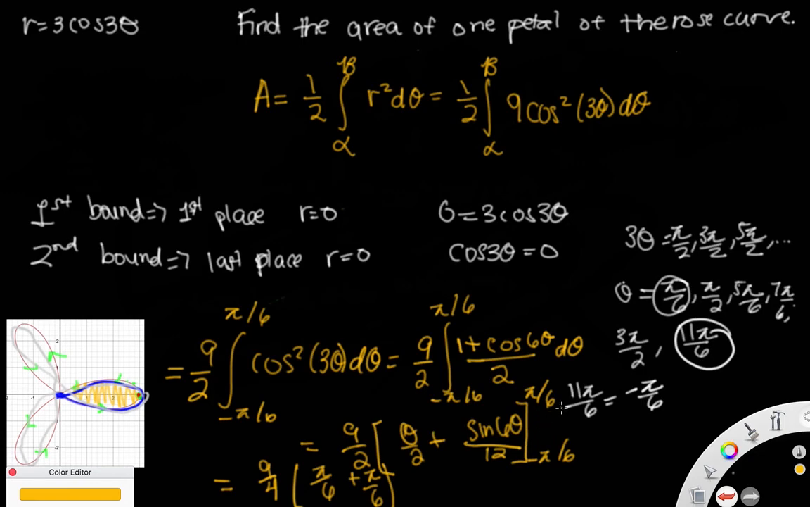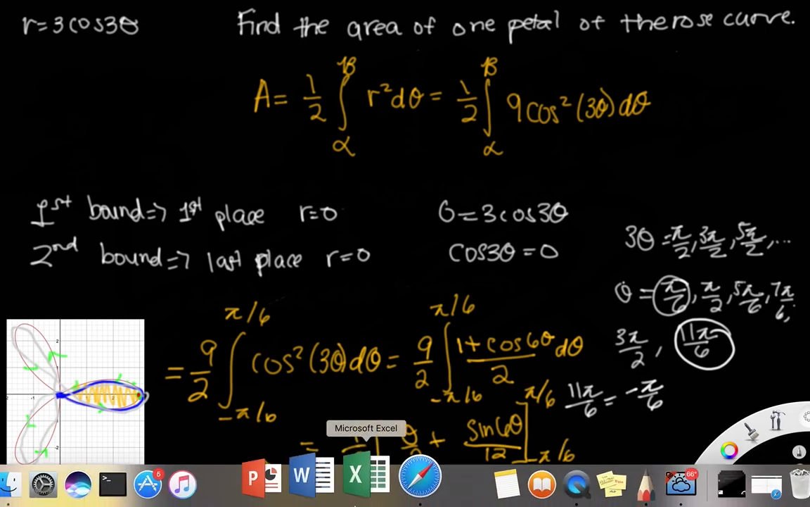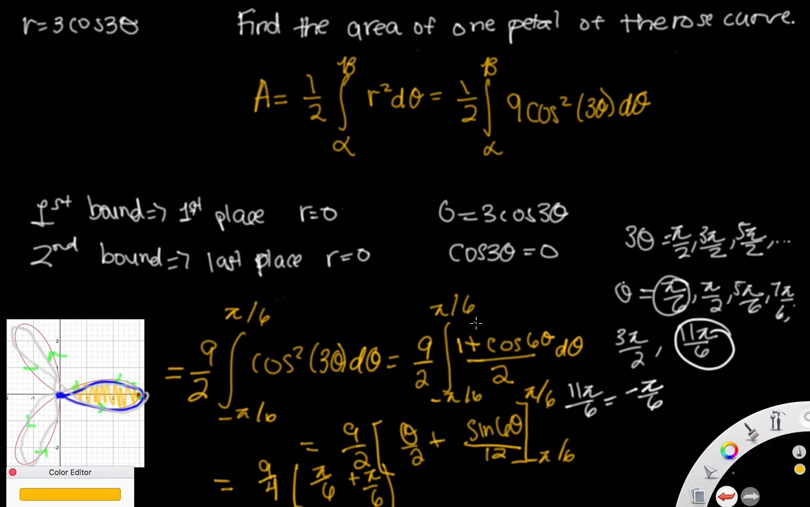So basically we have pi over 6, because remember I took out a half, so this is technically theta. So we have pi over 6 minus a negative pi over 6, which gives you pi over 6 plus pi over 6 times 9/4. And this ends up being pi over 6 plus pi over 6 is pi over 3. And 9/4 times pi over 3 is 3 pi over 4. And there we have the area of one of these petals, this yellow petal, of this rose curve.